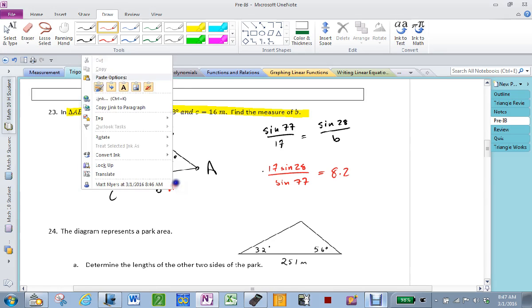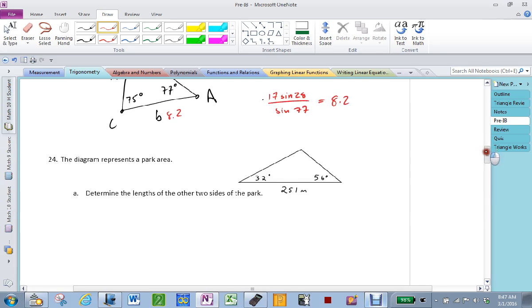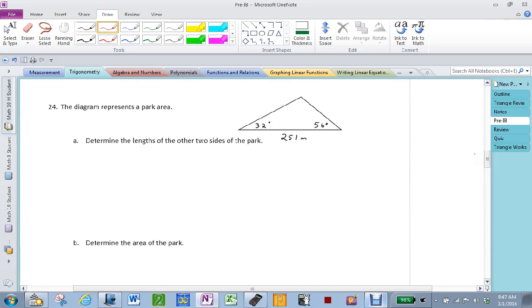And is that correct? Is the smallest side across from the smallest angle? So did we do it right? Yes. Sweet, eh? Who doesn't love the sine law? Crazy people, that's who. So you guys do the next one. See if you can figure it out.